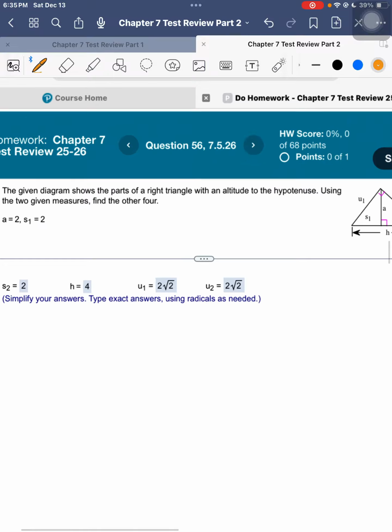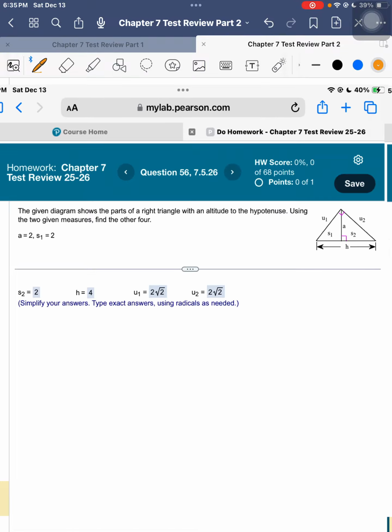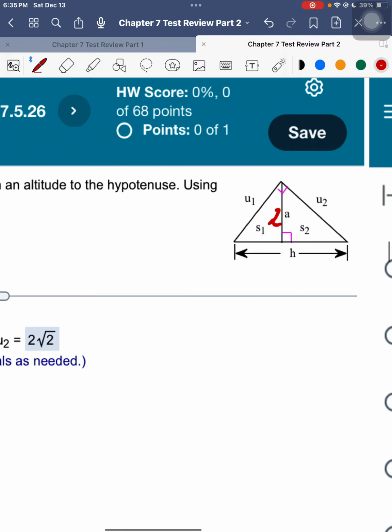All right, so here, in this type of question, you guys are obviously going to write it, but here I'm not going to redraw it. I'm just going to go based on the drawing they already gave me. So they want you to find the rest of these remaining pieces. So first I'm going to plug in what they gave me. So A is equal to 2, and S1 is also equal to 2.